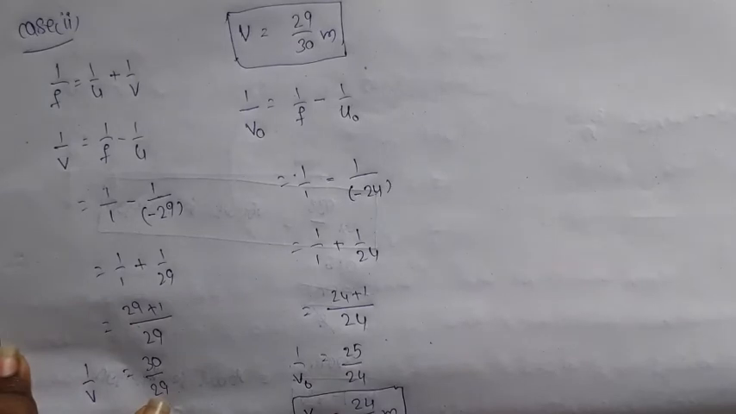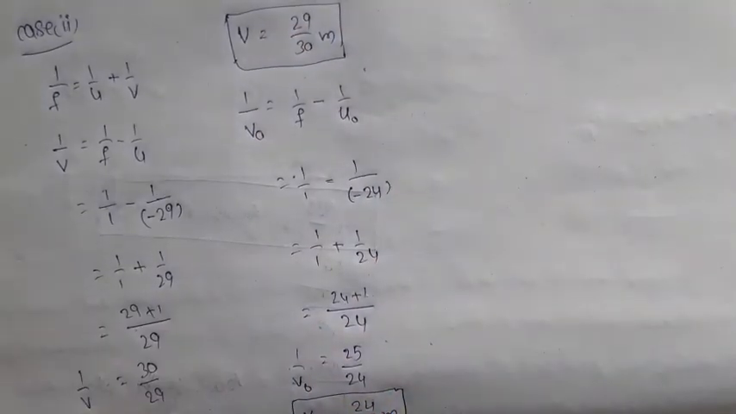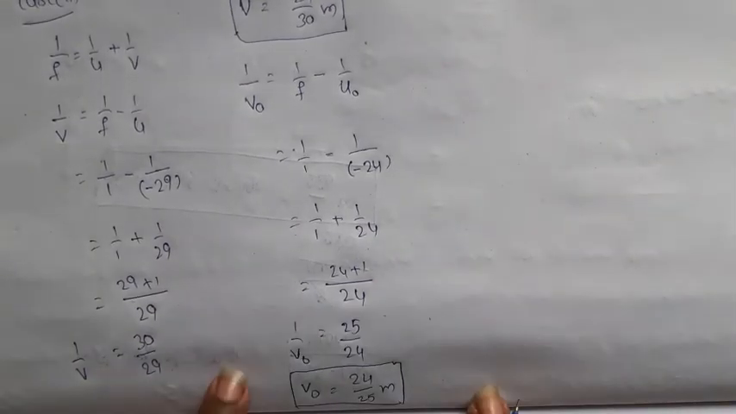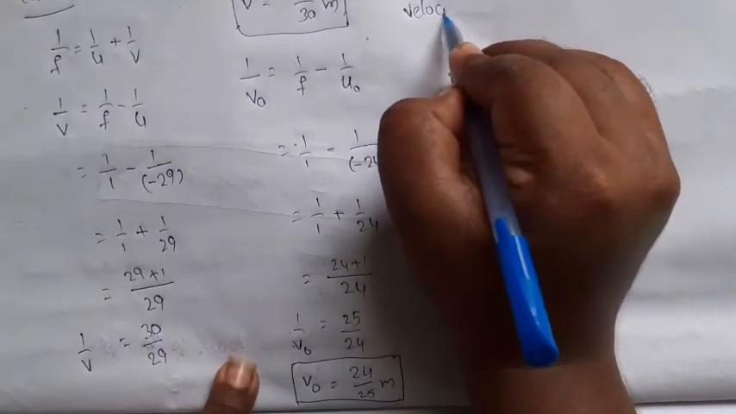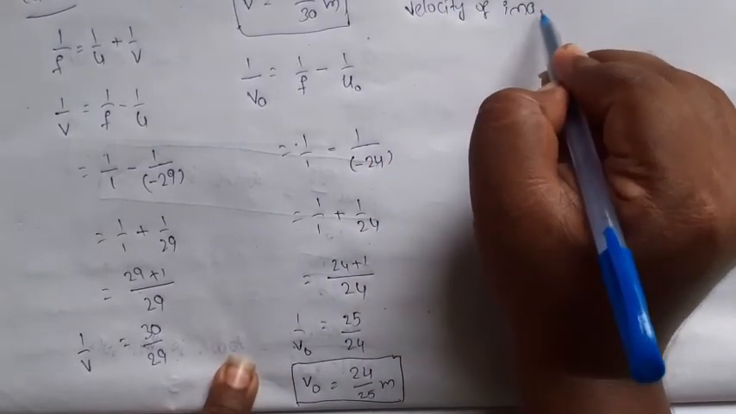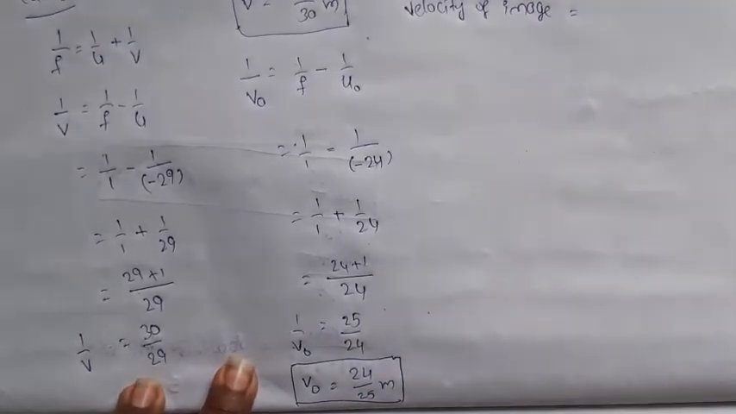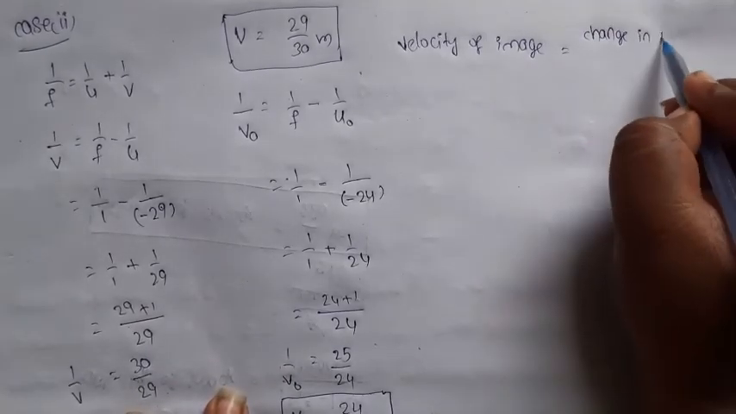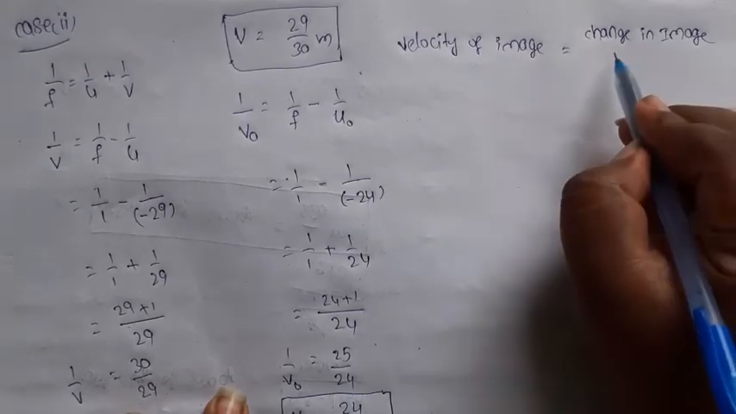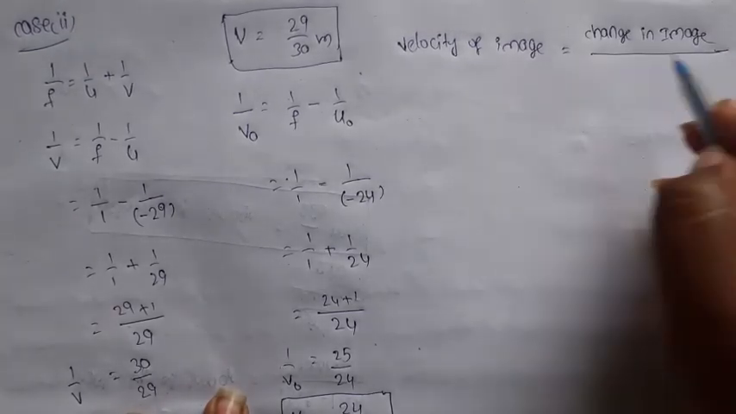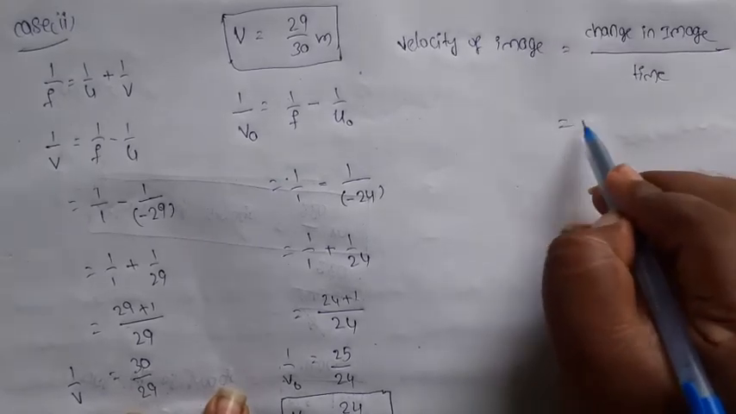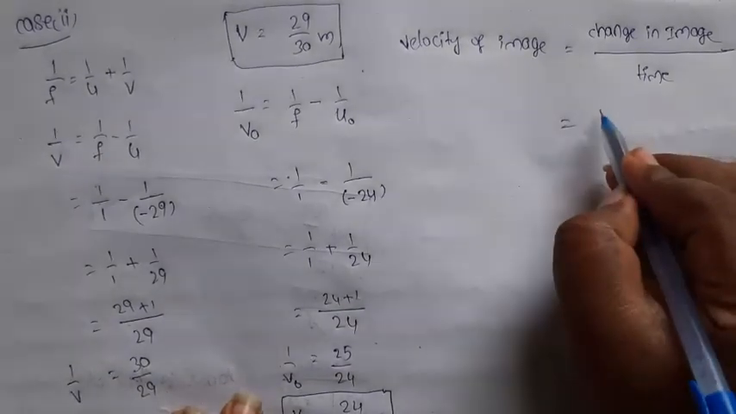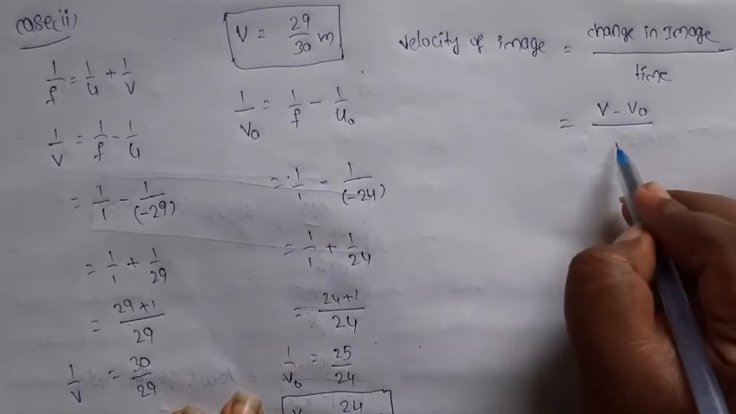These are the v and v naught values. So we are going to find the velocity of the image. Okay, velocity of image. So the velocity of the image formula is change in image distance by time. Change in image distance means v minus v naught by t.